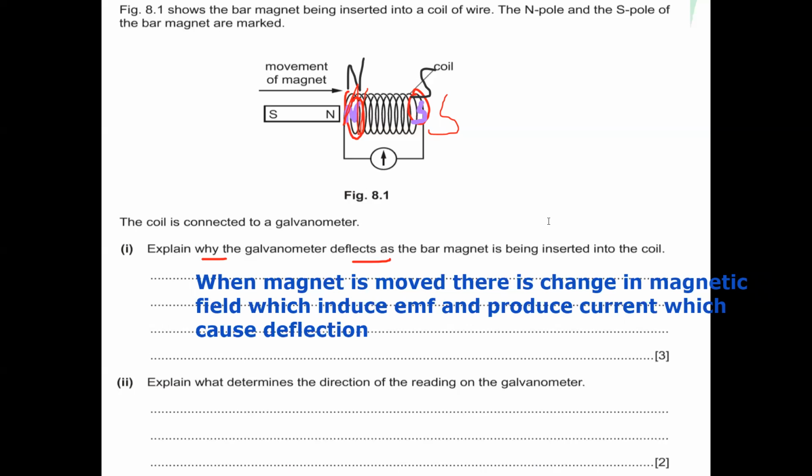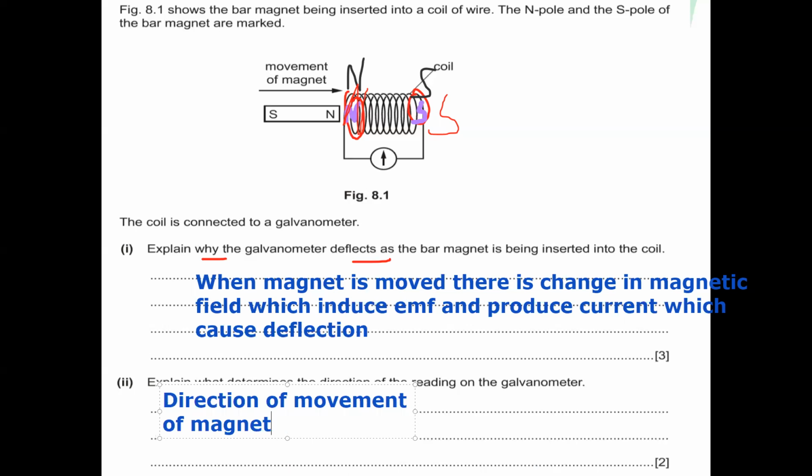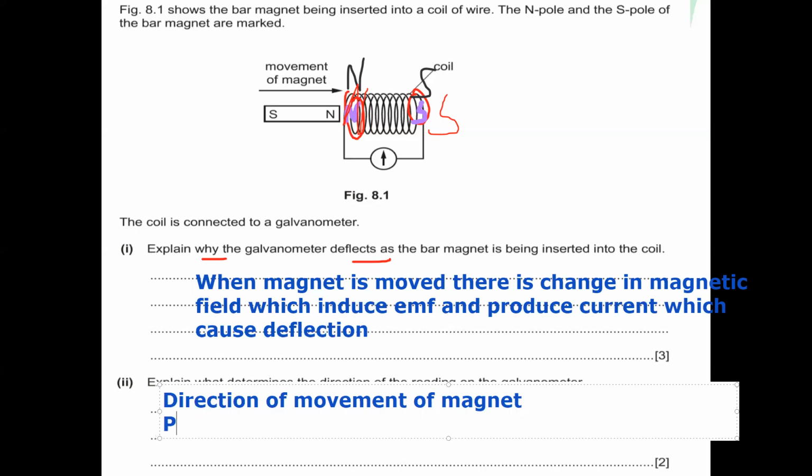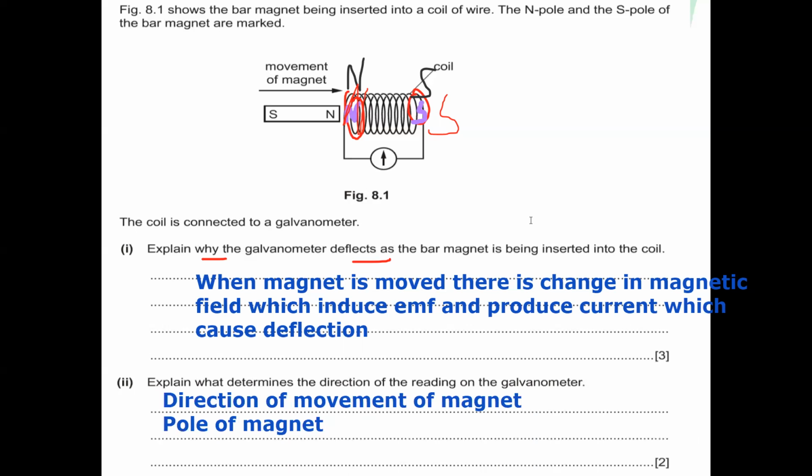Explain what determines the direction of the reading on the galvanometer. It depends on the direction of the movement of the magnet. 2 marks are there, so 2 things it affects: the direction of movement of the magnet, like either the magnet is moved towards or away, and the pole of the magnet facing the solenoid. If north is facing or south is facing, that will produce a different direction of induced current.